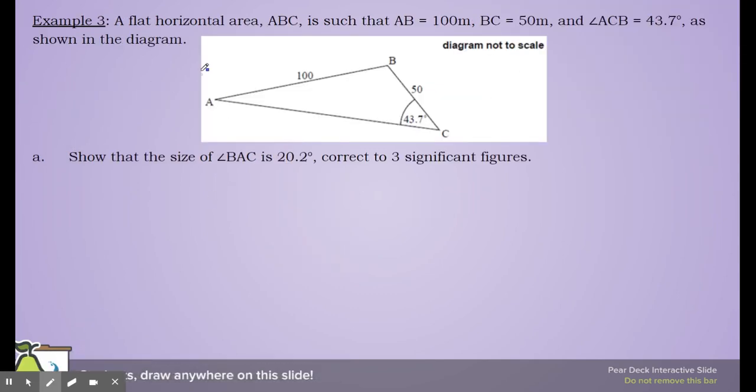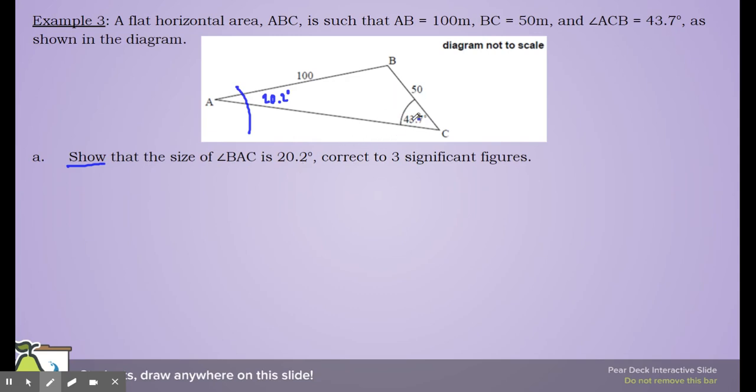All right, and finally, example 3. A flat horizontal area ABC is such that AB is 100, BC is 50, both in meters, and angle ACB is 43.7 degrees, as shown in our diagram here. For part A, we're showing that the size of angle BAC is 20.2 degrees, correct to 3 sig figs. So remember, show means you need to show all the work. They're telling you this is the answer, though.